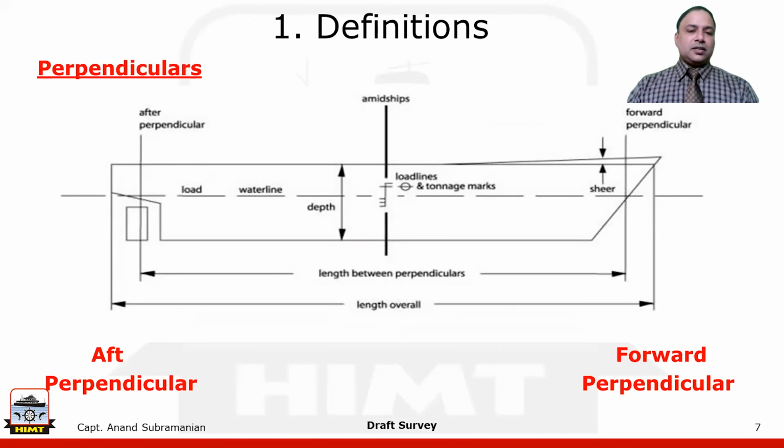This is a point which is taken. The forward perpendicular is a line which is perpendicular to the keel, and the point where it cuts the stem, this water level is basically the summer load line. So at the summer load line, the water plane cuts through the stem at a particular point in the forward, and that point is taken up as a forward perpendicular.